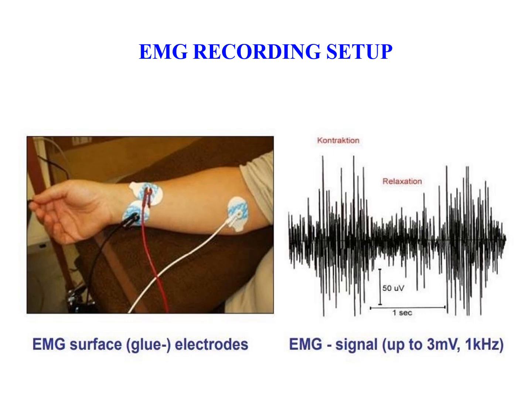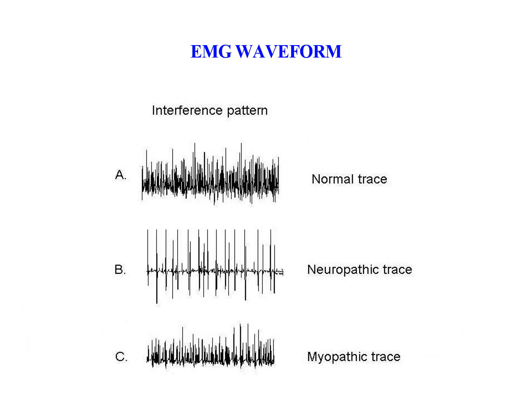Contraction means compression of the electromyographic signal. Relaxation means expanding of the signal in the electromyograph. The frequency goes up to 1 kHz and the amplitude goes up to 3 millivolts in the EMG signal. These are the recording setup and the waveform of the EMG.